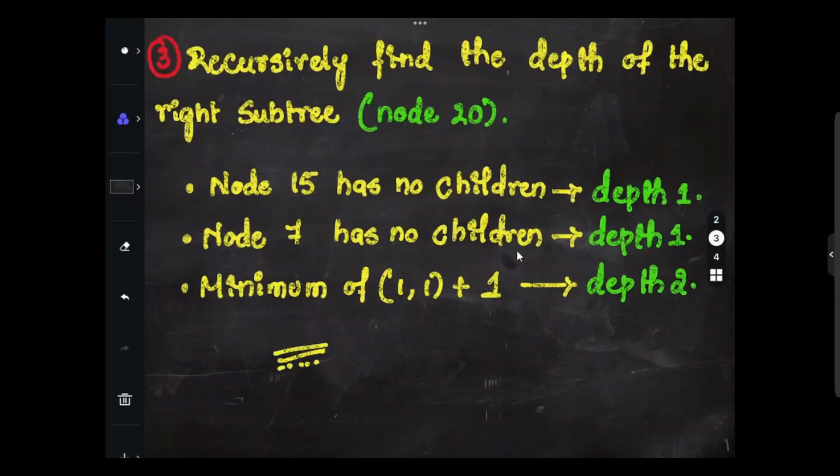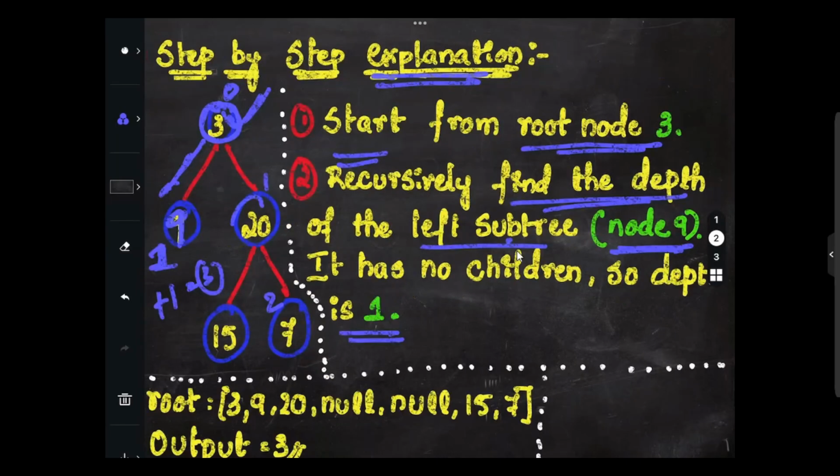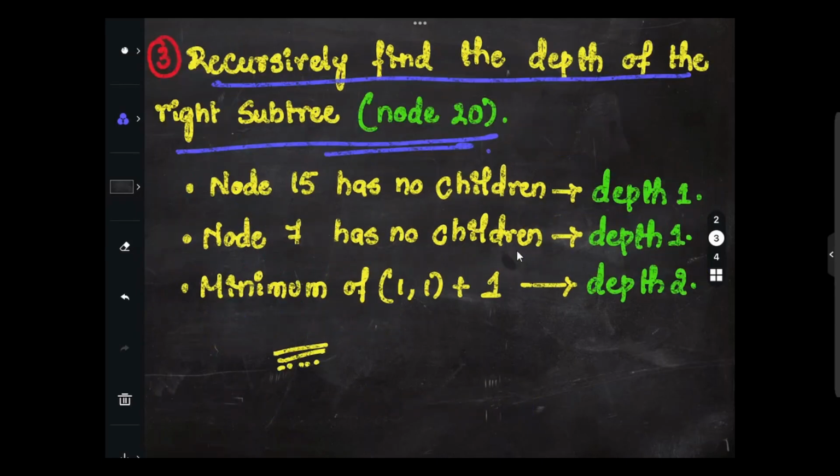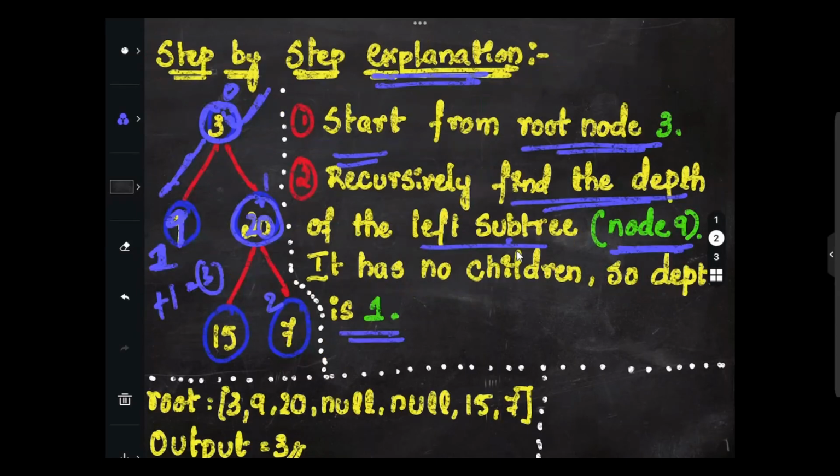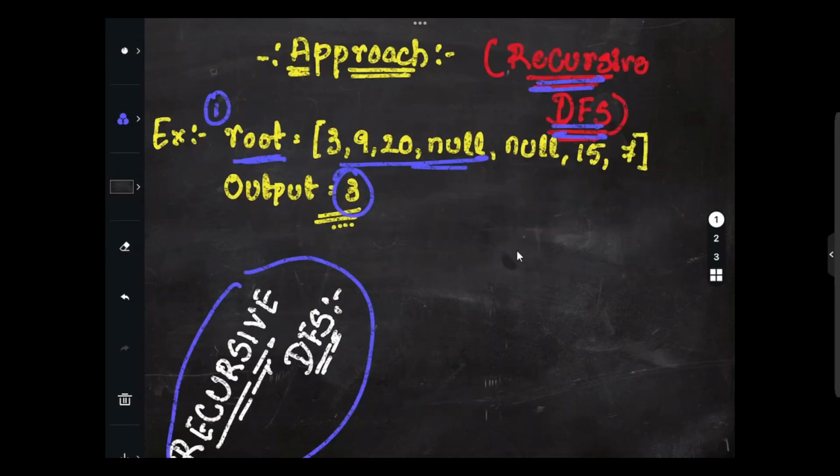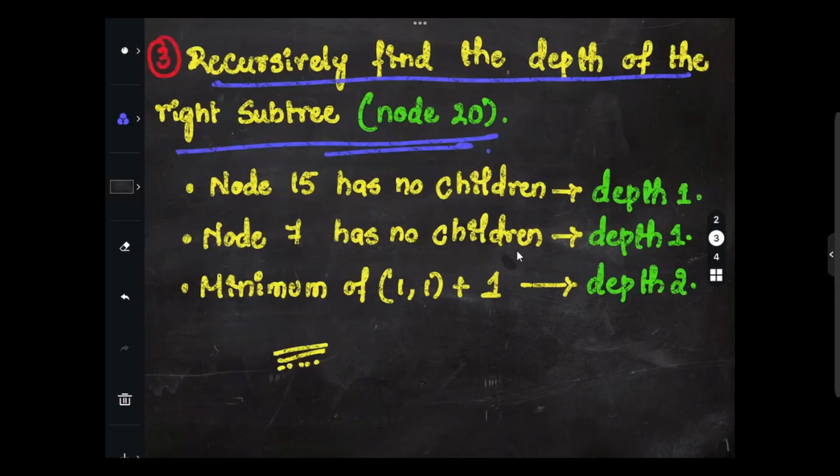So next, let's move on to the next step here. We will recursively find the depth of the right subtree. Node 20 means the right one, this one we are speaking of, right? So this is fine, 20. Here node 15 has no children, and node 7 has no children as well, right? So depth is 1 in this case.